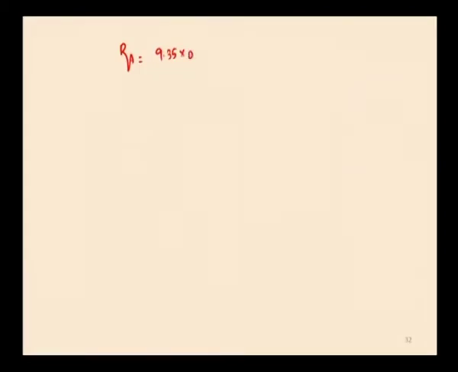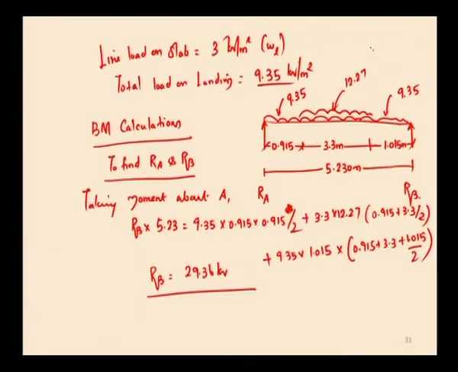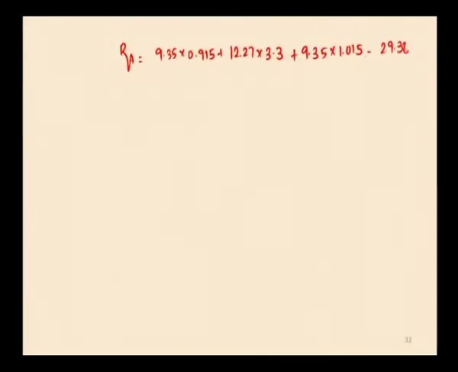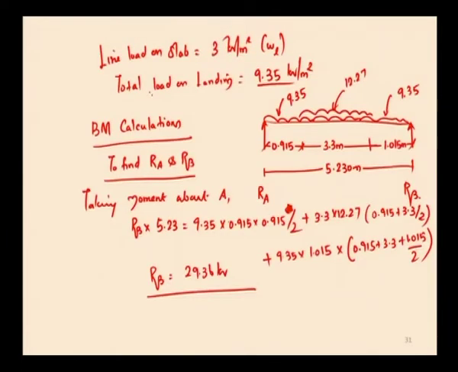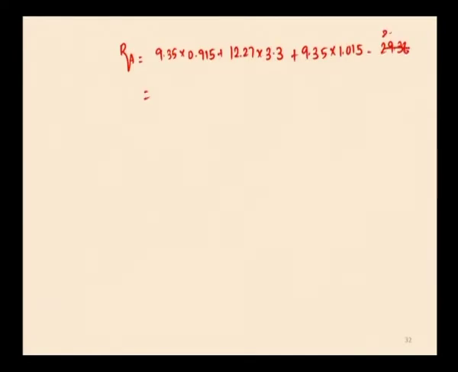Now, we need to calculate R A. So, R A is equal to the total load acting on the slab minus R B, that is 9.35 into 0.915 plus 12.27 into 3.3 plus 9.35 into 1.015 minus R B, which is 29.36. Sorry, R B is 29.18 and R A is 29.36 kilonewton. Now, we need to calculate the maximum bending moment.